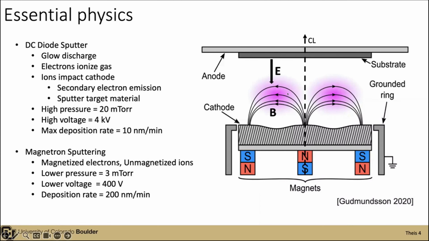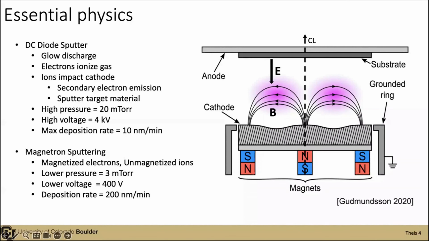However, to do that, you need high pressures, and that's because the electrons need to ionize a sufficient number of atoms before they cross our domain. And so due to those high pressures, the sputtered atoms have a high probability of collision. So that decreases your deposition rate. So you can't grow these films as fast, and they're also less uniform. And you get a lot of sputtering on the other parts of the chamber where you don't want it. And so due to those limiting factors of this DC diode sputtering, magnetron sputtering was developed.